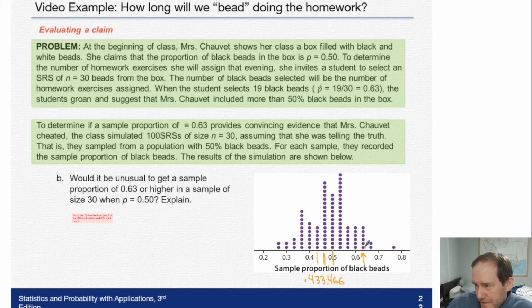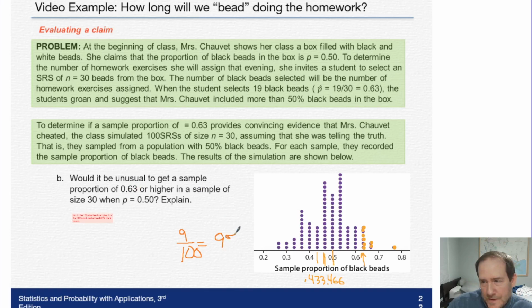So how many are there? I see, what color is going to stand out here? How about orange? I see 1, 2, 3, 4, 5, 6, 7, 8, 9. And that's 9 out of how many attempts? 9 out of 100, right? Because how many simple random samples did we draw? 100. So what percentage of the time are we getting a proportion that is this high or higher?